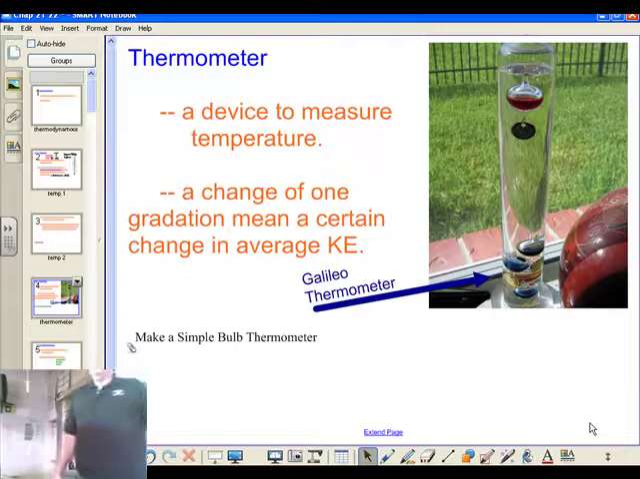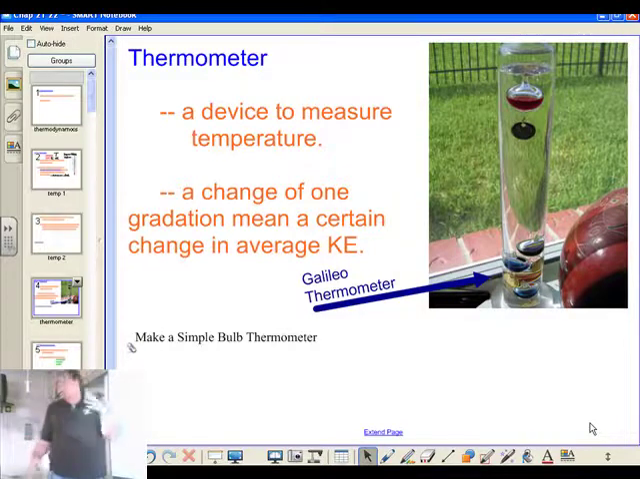And you have these little balls, and they have certain densities and certain temperatures. When we get to a certain density, it'll sink. So if there are several balls at the top, whatever was at the bottom, that's the temperature. So they have a little disc as a temperature. But is that very accurate? No. But that's what many of the early thermometers were.